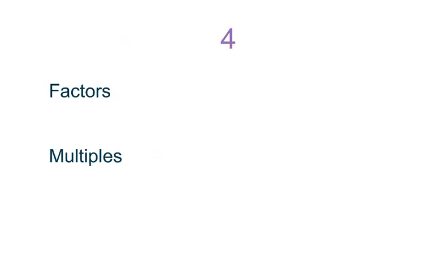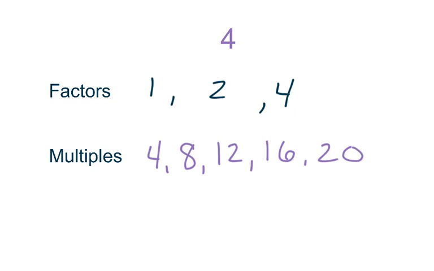So let's look at my factors and my multiples for my number 4. What are the factors for the number 4? The factors for our number 4 would be 1 and 4, and then what else can I multiply times to get 4? Well, 2 times 2. So my factors are 1, 2, and 4. My multiples for my number 4 are like my skip counting. So what would my first 5 multiples for my number 4 be? I would have 4, 8, 12, 16, and 20. These would be the first 5 multiples of my number 4.